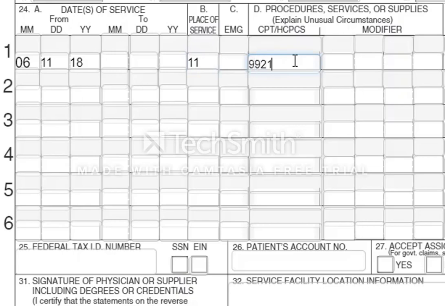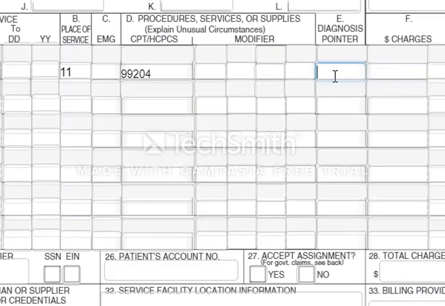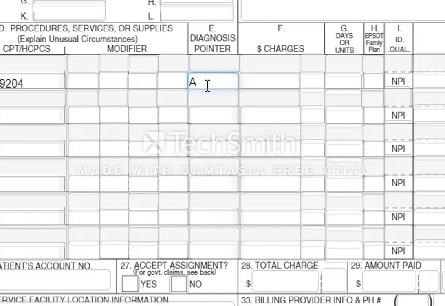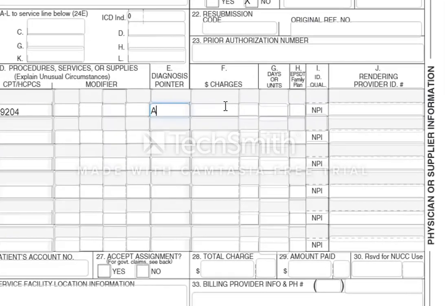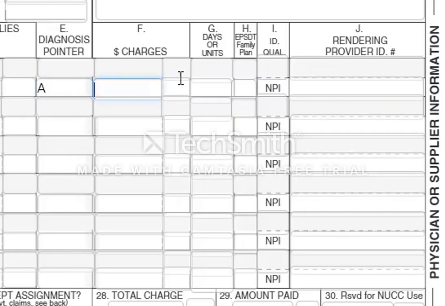24D, we're going to put that E&M code first, and then if we do any other CPT or HCPCS codes, those will follow. If we have any modifiers, make sure to put them in the appropriate spot. Now, make sure with 24E that we are linking that ICD code in Block 21 with that CPT or HCPCS code in Block 24D. Now, with the charges, this will once again be found on your scenario sheet.